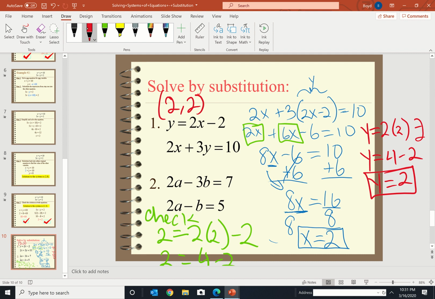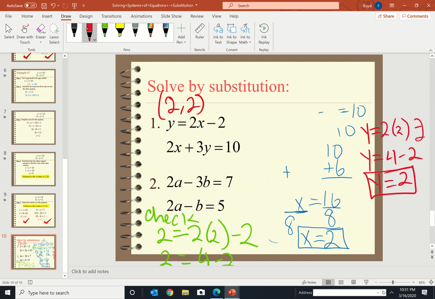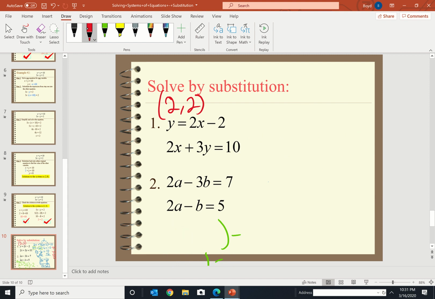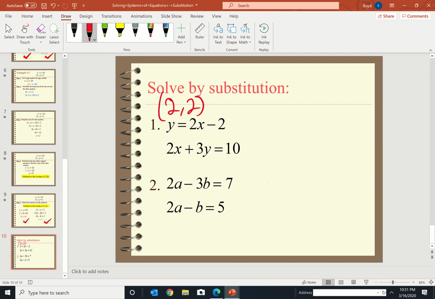All right, now I'm going to go over problem number 2. All right, so I'm going to erase all of this. Please remember that you can always pause and rewind this video as often as you need to in order to understand it. Okay? You can always pause and rewind this as much as you need to. All right? Let's look at problem number 2.